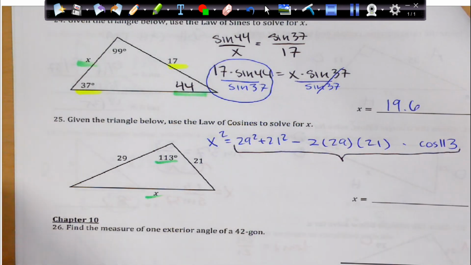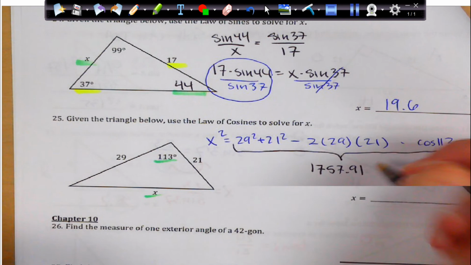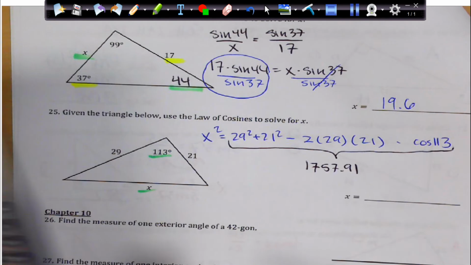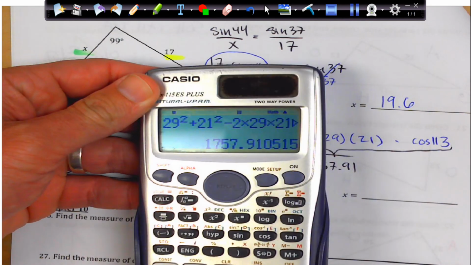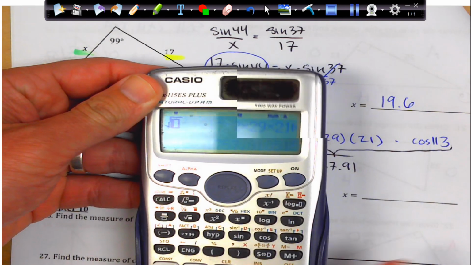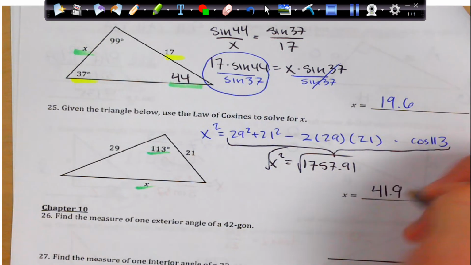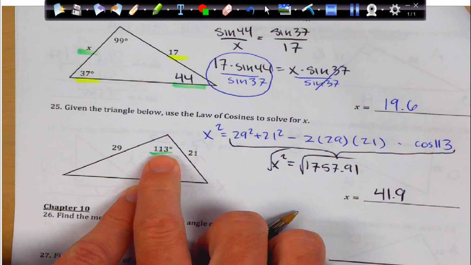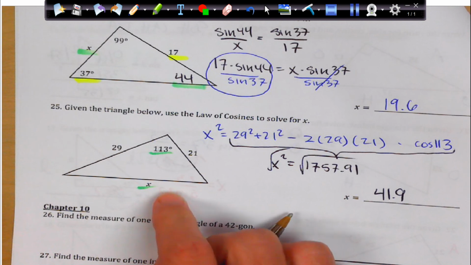So the really cool part is I can put all this in my calculator in one step. So that's 29 squared plus 21 squared minus 2 times 29 times 21 times the cosine of 113. That ends up being about 1757.91. That's obviously way too big for x, but I still have to square root it. I leave it in my calculator just like that, and then I hit square root of the answer to get my value of 41.9. And that actually is reasonable. 113 is by far the largest angle, so it should be the biggest side, over 29, so I'm happy with that.